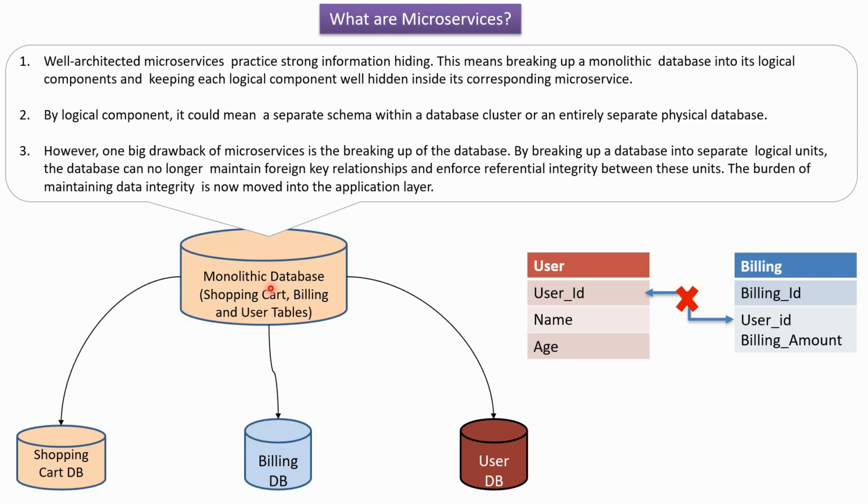One big drawback of microservices is breaking up the database. By breaking up the database into separate logical units, the database can no longer maintain foreign key relationships and enforce referential integrity between these logical units. For example, in a monolithic database, the user table and billing table will be in the same database, so we can establish a foreign key relationship between them. But with microservices, the user table will be in the user database and the billing table will be in the billing database, so we cannot establish a foreign key relationship like in a monolithic database. So the burden of maintaining data integrity is now moved into the application layer. The application layer has to take care of data integrity.